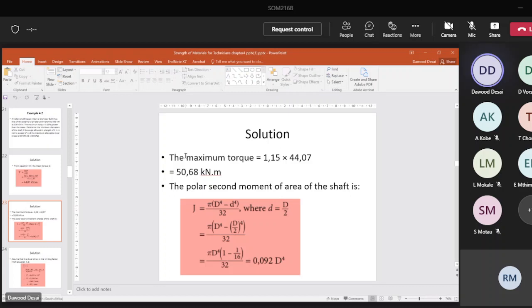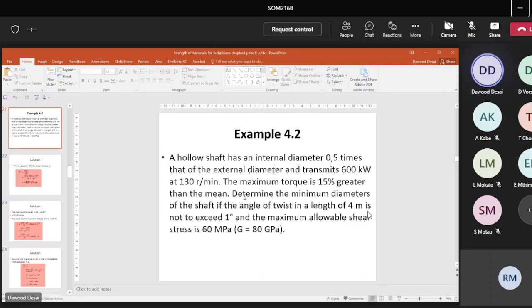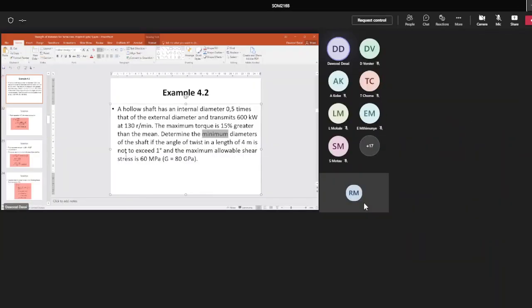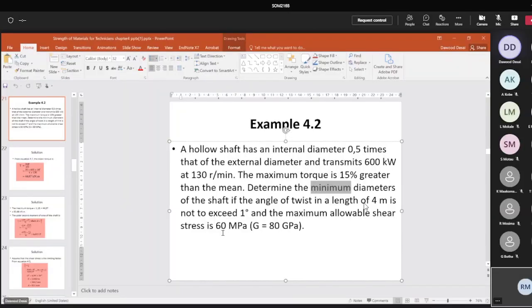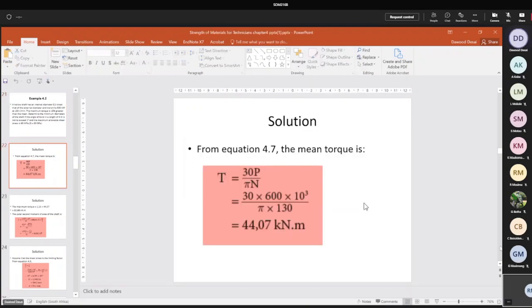The maximum torque now is 1.15, the mean torque. Okay, now then you use the maximum torque in your following calculation. Now the one to know here, the question is slightly a design type of question. Determine the minimum diameter of the shaft if the angle of twist must be that and the maximum allowable stress is that. So you've got two types of constraints or criteria in this type of question. Okay, so that's why they're working with the maximum torque over here.